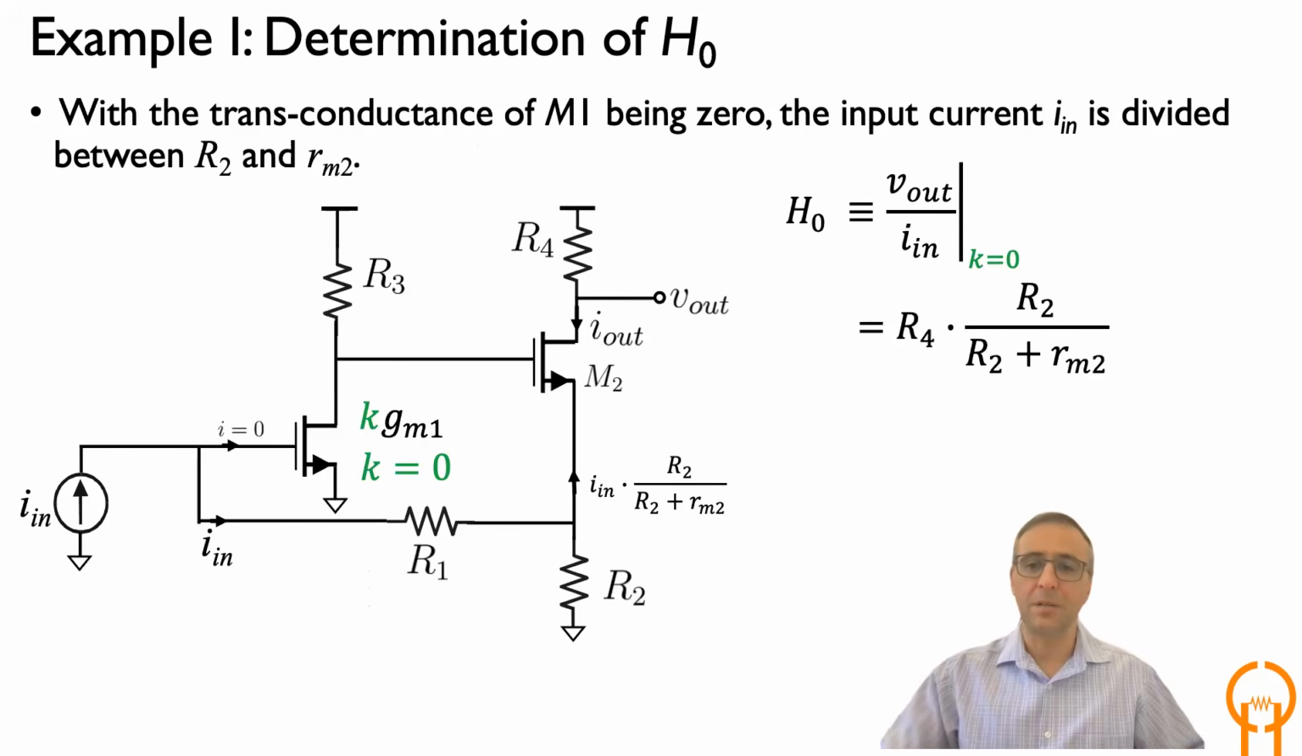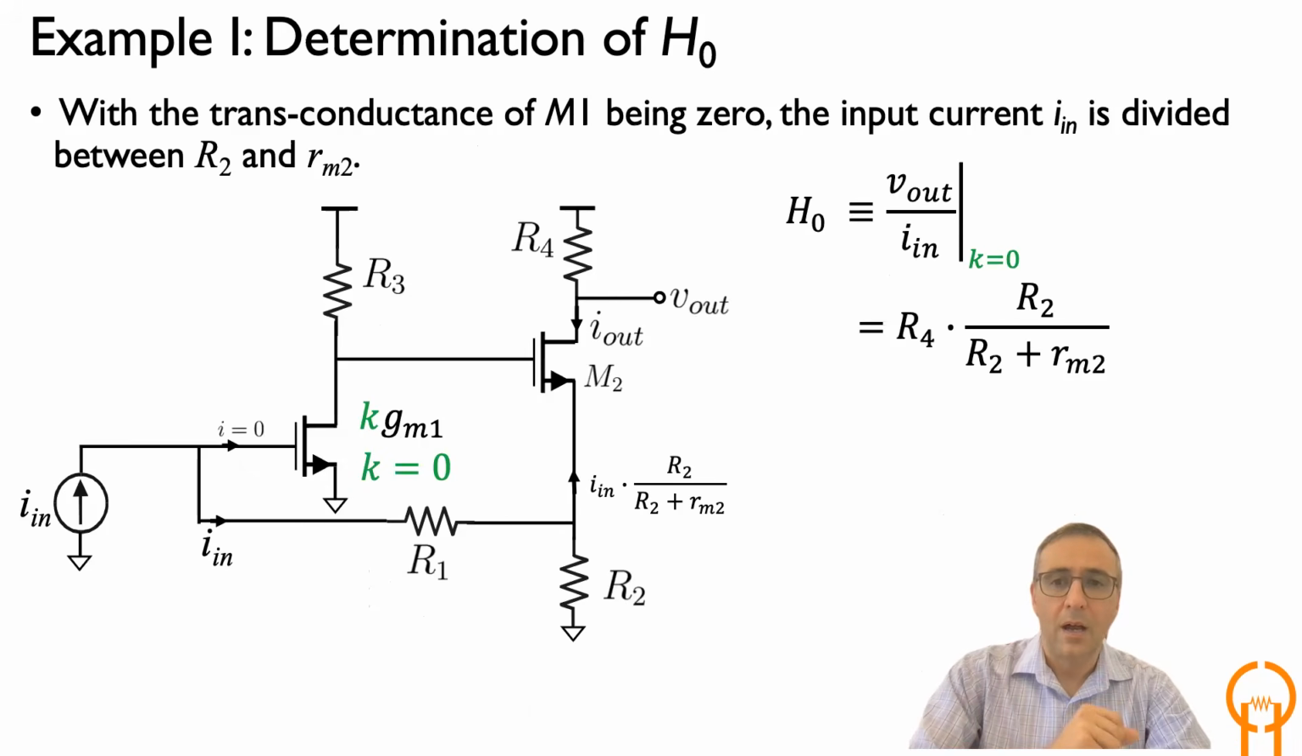One of the things to keep in mind is that the other parameter we need to calculate is the direct forward transfer, H naught. In this case, that's calculated by setting K to 0. If you set K to 0, there's no signal transmission at low frequencies through M1. But there would be some signal getting to the output through R1 and M2, and you can easily calculate that.